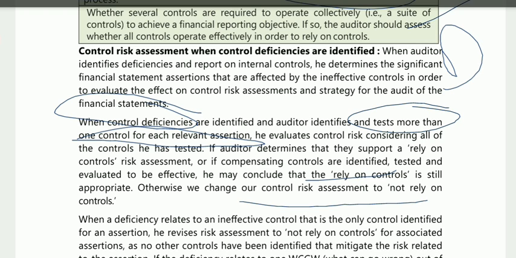So he evaluates control risk considering all the controls he has tested. Now, if the auditor determines that they support or rely on control risk assessment, or if compensating errors are identified, tested, and evaluated to be effective, he may conclude that relying on controls is still appropriate.